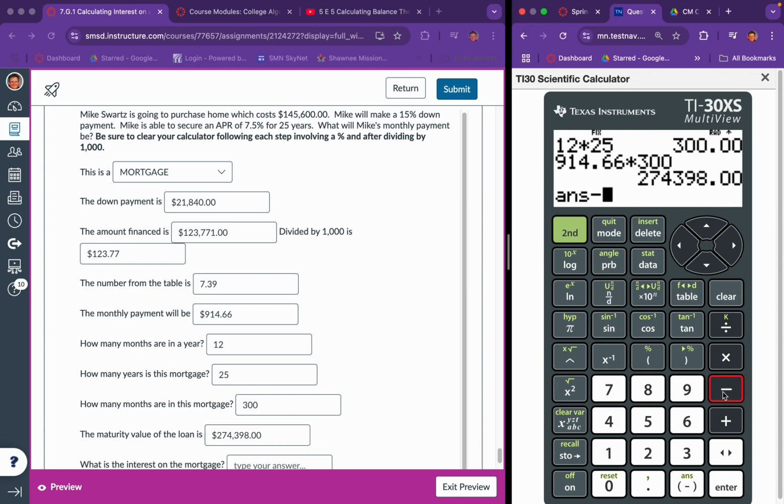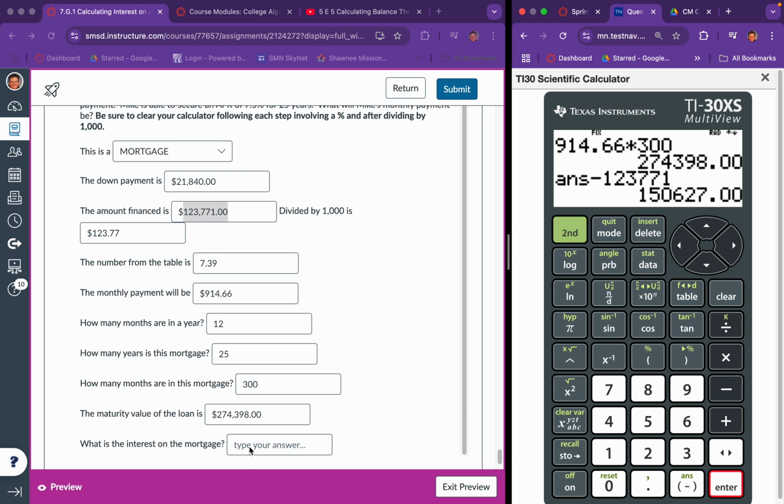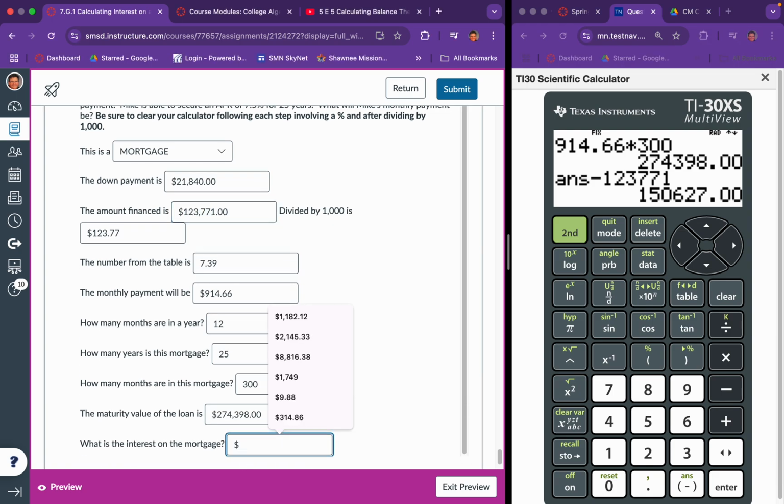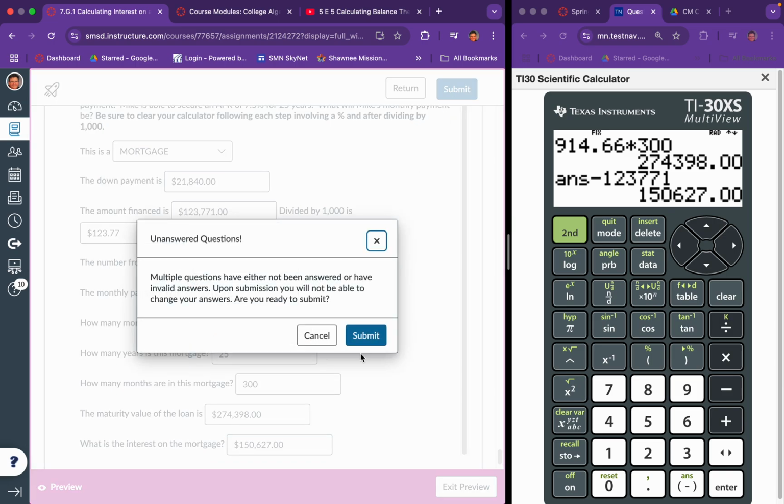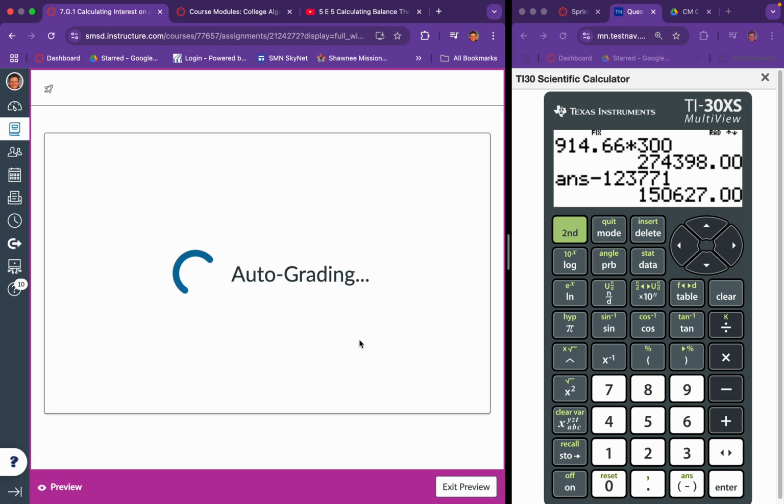What did you borrow? You borrowed this amount of money. You borrowed $123,771. And we hit enter. And we have $150,627.00. And that is how you find the interest on a mortgage. It's the exact same way you found the interest on everything else we've purchased this semester.